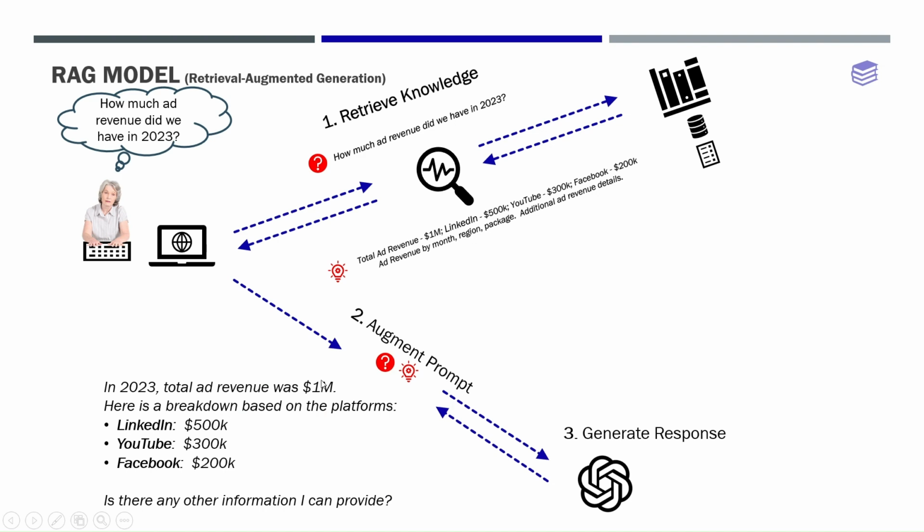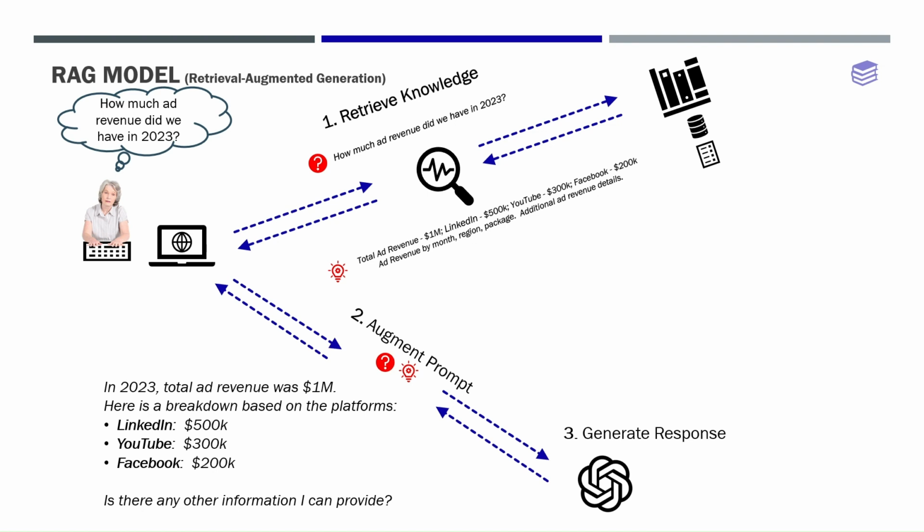So now what we have is something that's easier to digest. In 2023, total ad revenue was $1 million. Here's a breakout based on the platforms, LinkedIn, YouTube, Facebook. Is there any other information I can provide? Now that's just a summarization just for illustrative purposes, but that information is then sent back to Carol.